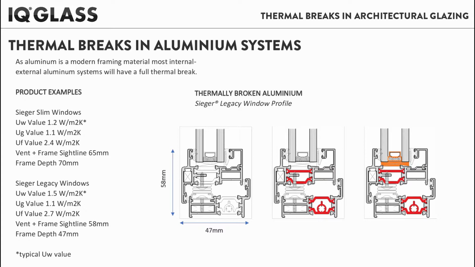Again, you can see when you look at the UW value breakdown that the shallower thermal break used in the Legacy system, highlighted in red, doesn't offer as much thermal insulation in the frame as the one shown previously, and this results in a lower UF value and then results in a lower UW value. You're normally looking at a UW of 1.5 watts per meter squared Kelvin for the Seeger Legacy system like shown here.